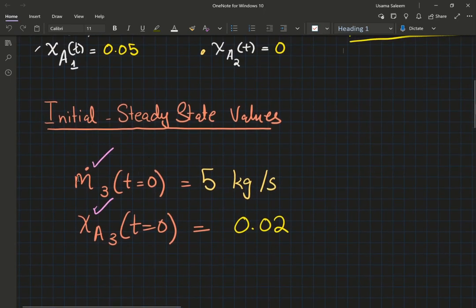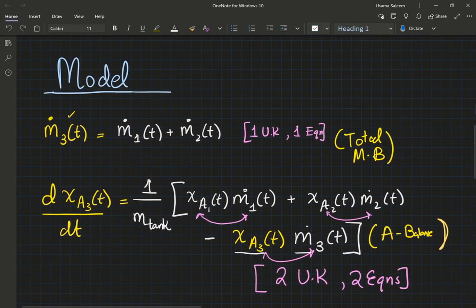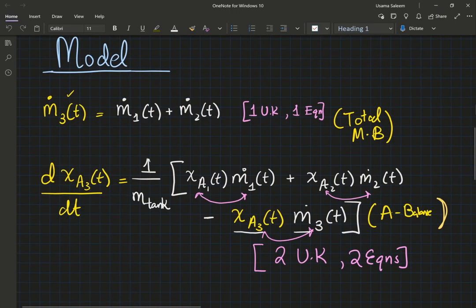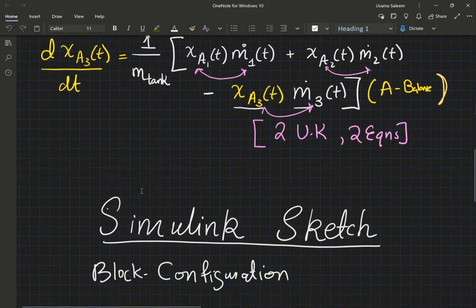We know that at steady state, initially, our output flow rate is 5 kilograms per second, and our outlet mass fraction is 0.02. Okay, we were able to come up with these two equations that describe our blending tank system. All right, a very simple model, a total mass balance followed by a specie balance. Two equations, two unknowns. Degree of freedom zero. We can solve this.